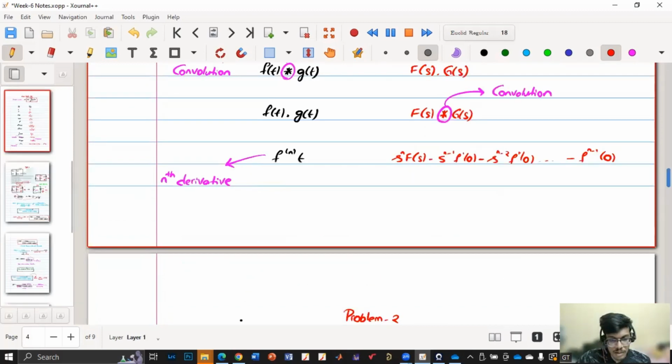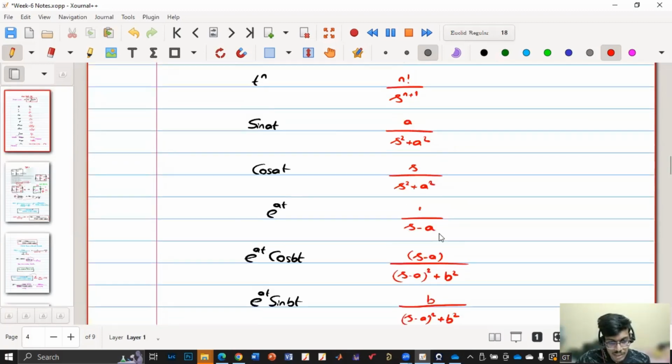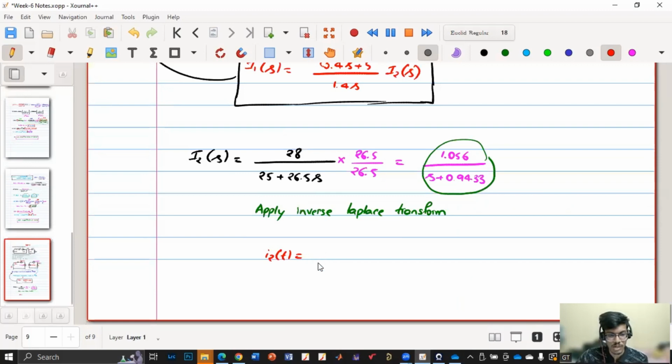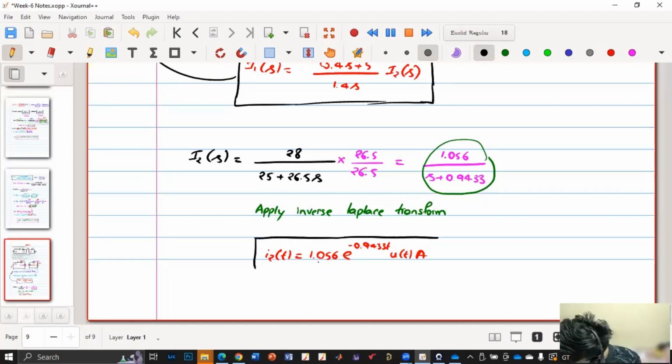So I'll go to my table. What is 1 by s plus a? It is in this format, right? For plus here, it will be minus here. For minus here, it will be plus here. So now can you tell me what is I2 of t? I took 1.056 into e to the power minus 0.9433 t into u of t amperes. Yes, you are right. So I got my I2 of t.